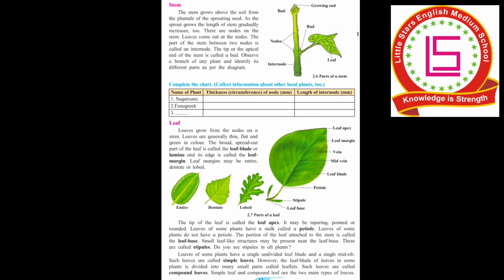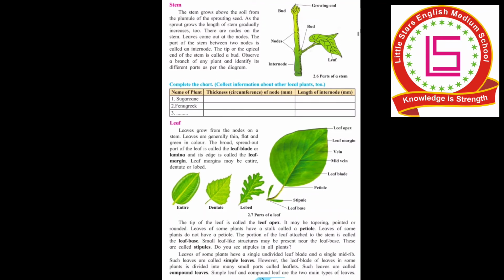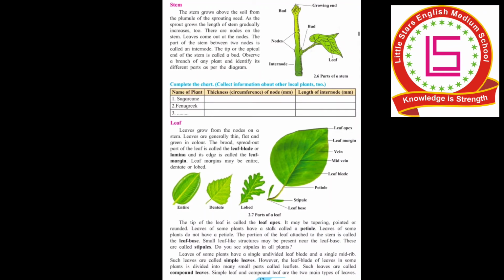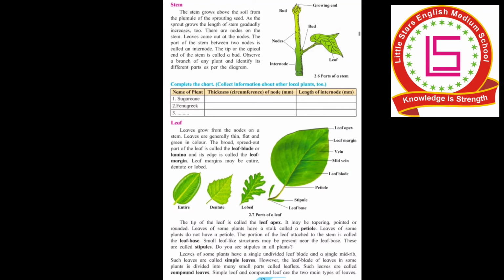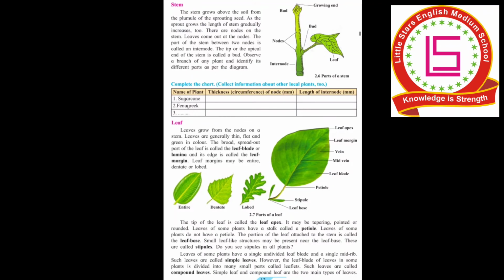Next, that is figure 2.6, parts of the stem. In that you can see the nodes. You can understand very properly by seeing it. The part of the stem between two nodes is called the internode. That is also shown to you. You can refer to that diagram. The tip or apical end of the stem is called the bud. You can see the bud also.